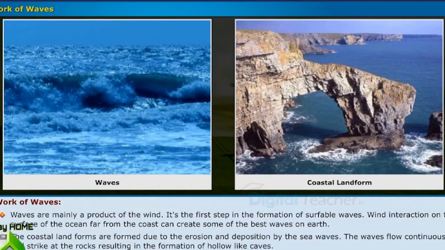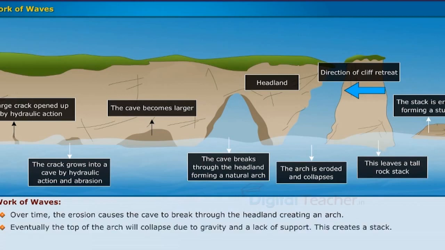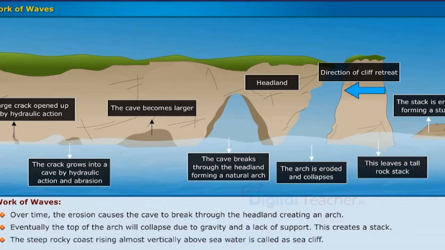The waves flow continuously and strike at the rocks, resulting in the formation of hollow-like caves. Over time, the erosion causes the cave to break through the headland, creating an arch. Eventually, the top of the arch will collapse due to gravity and a lack of support. This creates a stack. The steep rocky coast rising almost vertically above seawater is called a sea cliff.